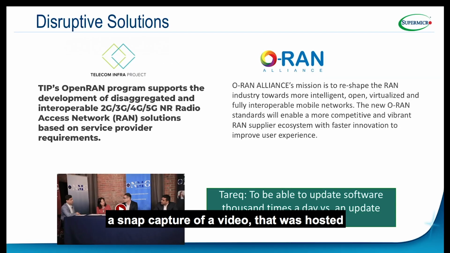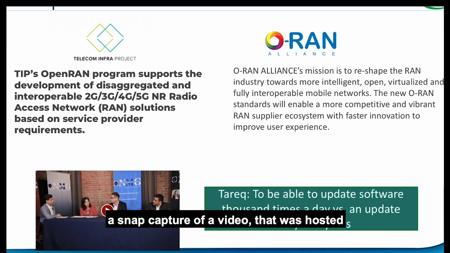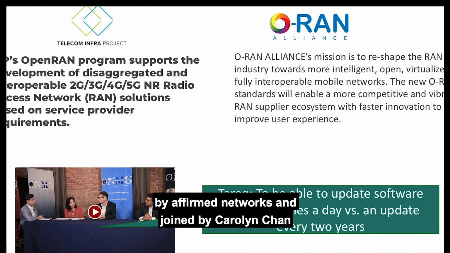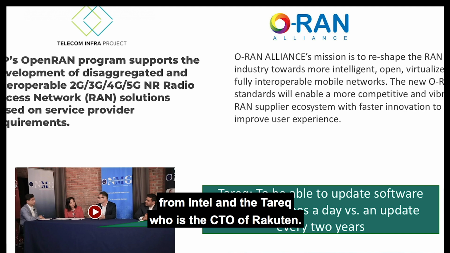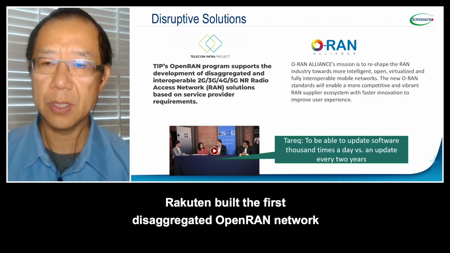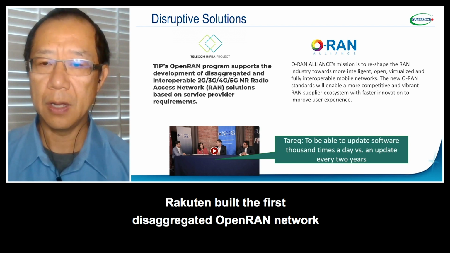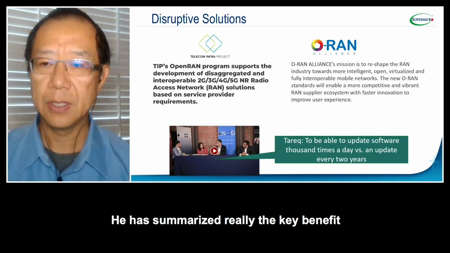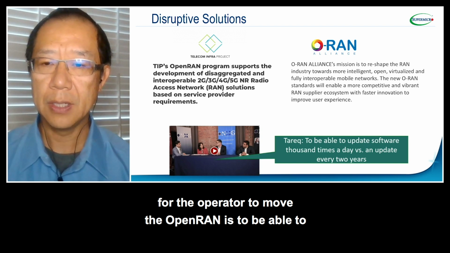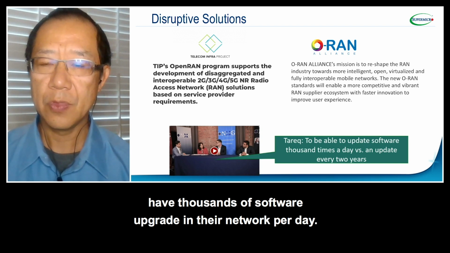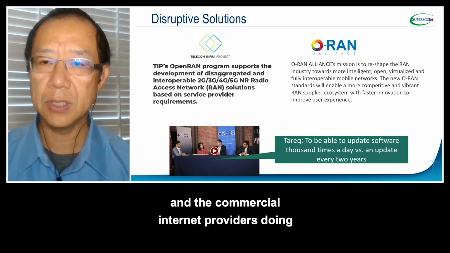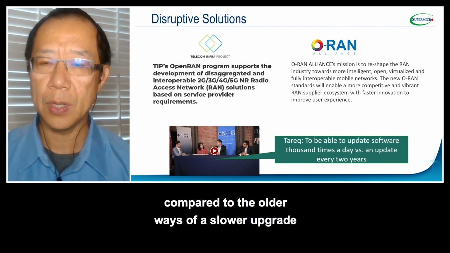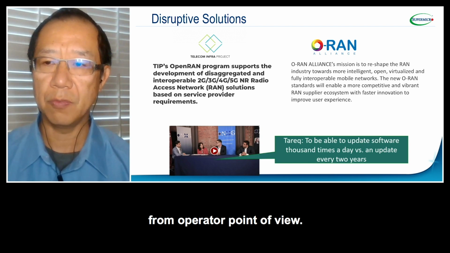At the bottom of this slide, I'm showing a snap capture of a video that was hosted by Affirmed Networks and joined by Caroline Chen from Intel and Tareq, who is the CTO of Rakuten. Rakuten built the first disaggregated OpenRAN network in the industry. He has summarized the key benefit for the operator to move to OpenRAN: being able to have thousands of software upgrades in their network per day, just like the cloud and commercial internet providers do, compared to the older, slower upgrade approach from the operator's point of view.